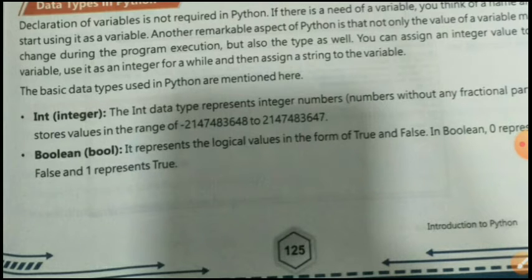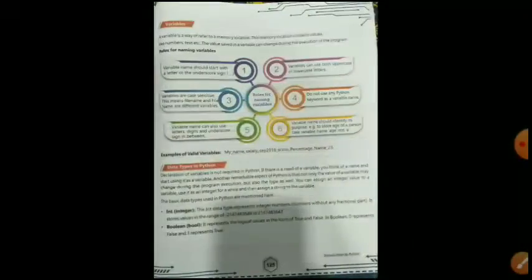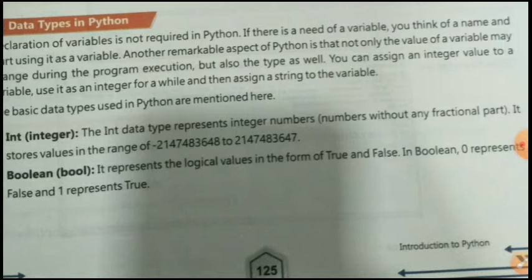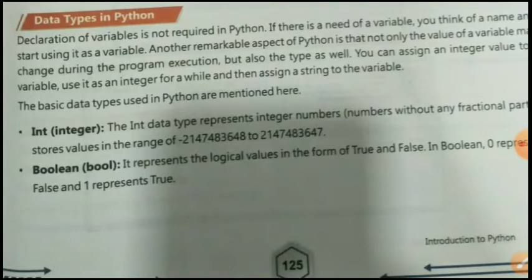Next is boolean, called bool. It represents the logical values in the form of true and false. In boolean, 0 represents false and 1 represents true.